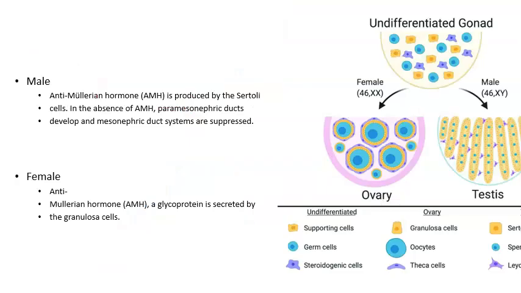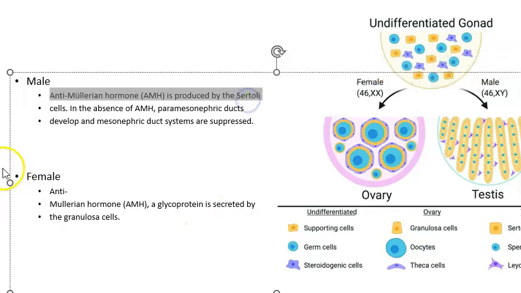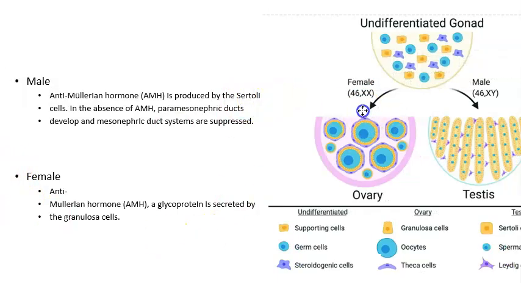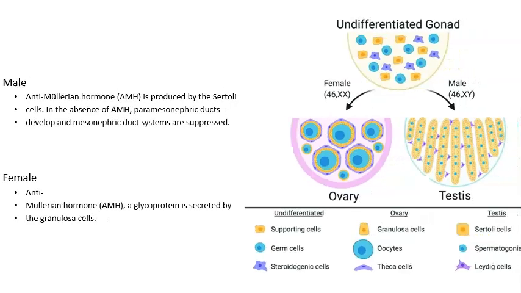Now look at one more diagram here. Male has what? Anti-Mullerian hormone. It is secreted by the Sertoli cells. That means it's not just the ovaries that secrete AMH. The male testis also makes what? The AMH. And the AMH actually is very important for the male fetus. You got it right?